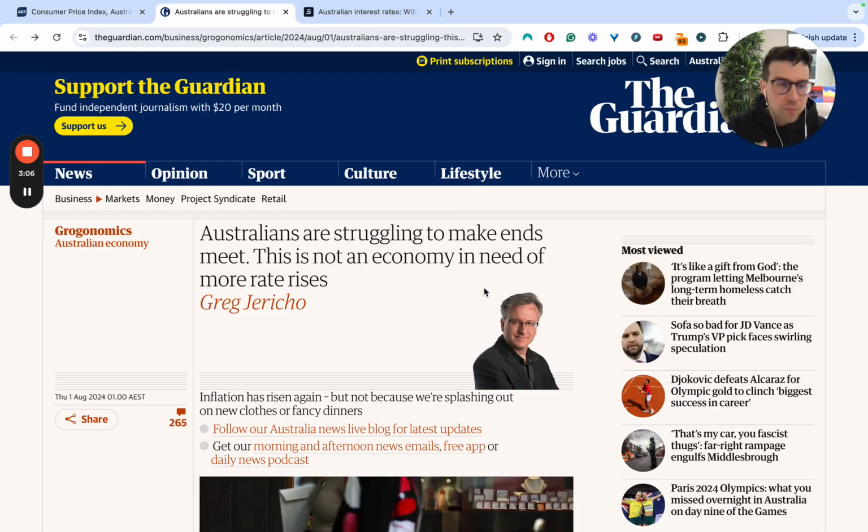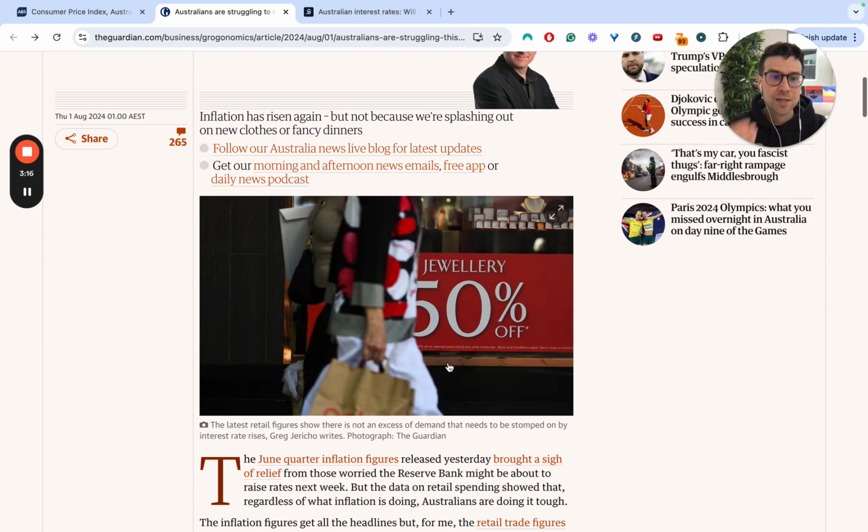Now, let's look at a couple of other headlines that use this data and have some really great insight. The first is from Greg Jericho at The Guardian. If you're not looking at any of Greg Jericho's work at The Guardian, I highly recommend it. He does some great work with data.